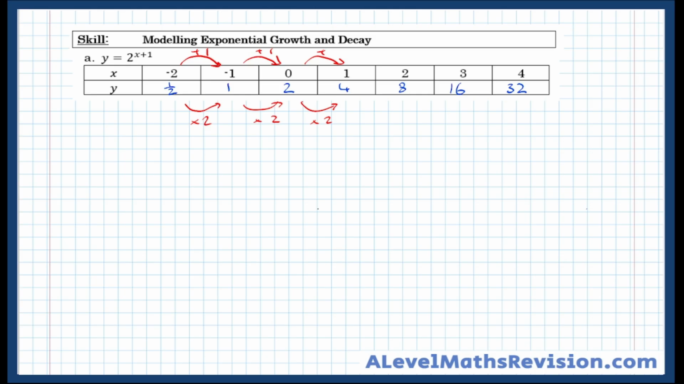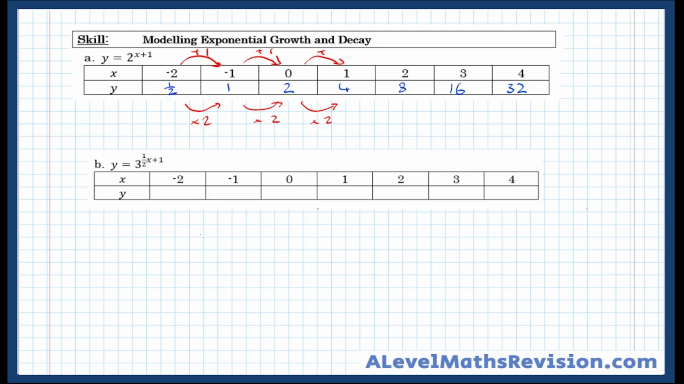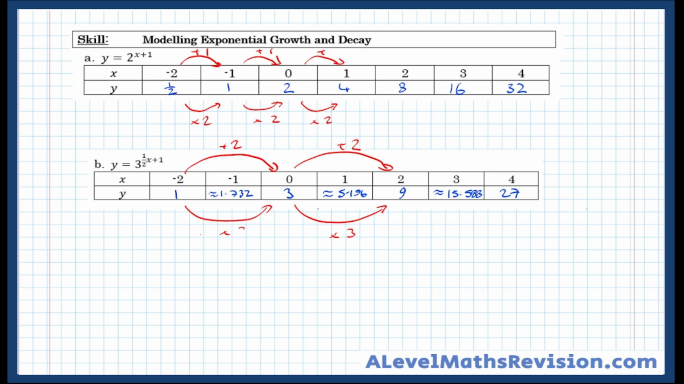Let's do another one. So this one here, fill it out and look for a similar pattern. And that's what this one looks like when filled out. Notice a similar pattern here. Except with this one, every time we add 2 to x, we multiply by 3. We add 2 to x, we multiply by 3.